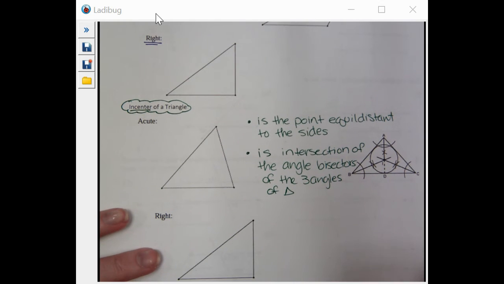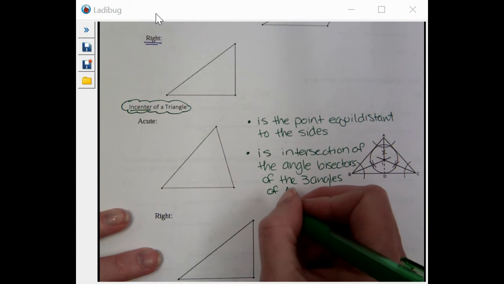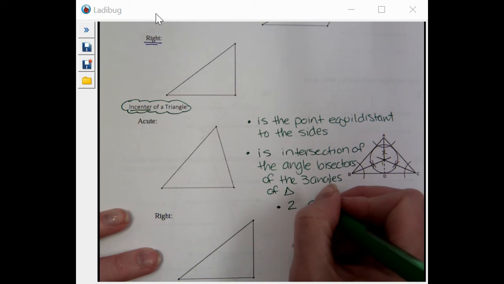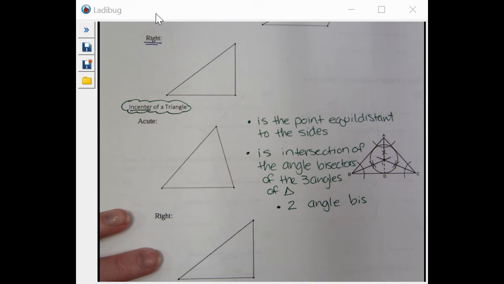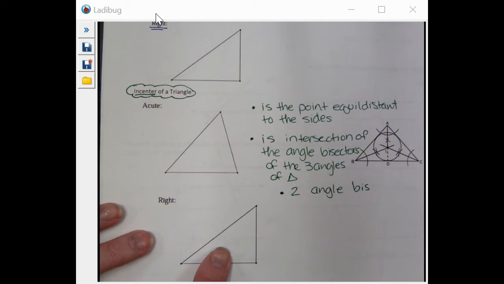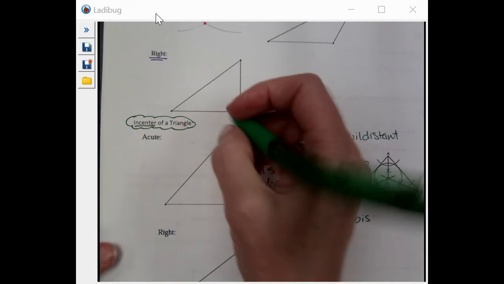And again, you don't have to construct all 3 unless you want to. It's a good double check. I need to see 2 angle bisectors to be able to grade this. So I have one acute triangle and one right triangle. Let's work on the acute one together.